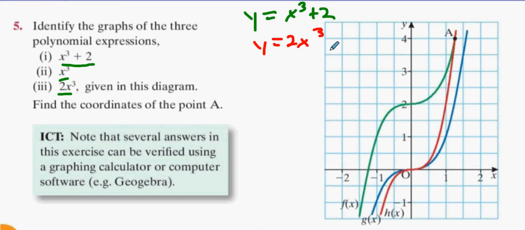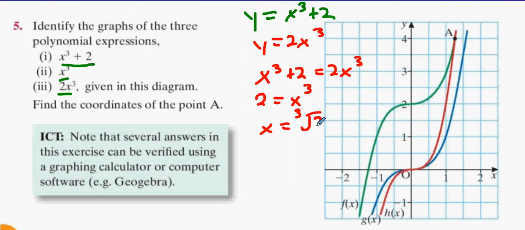Now what can you do with both answers then? They equal each other, don't they? Because when you intercept each other, you have the same x value and you have the same y value. So x cubed plus 2 equals 2x cubed. 2 equals x cubed. Alright. What's the cube root of 2? What number, when you multiply it by itself 3 times, gives you 2?